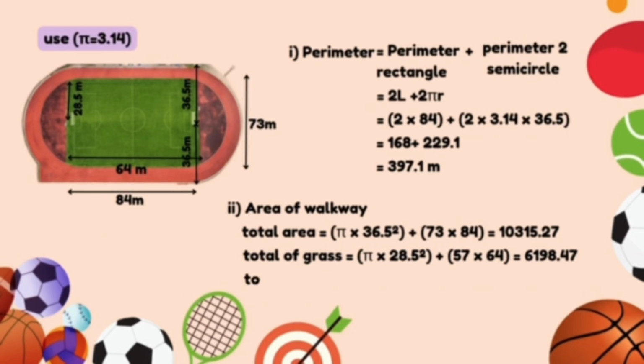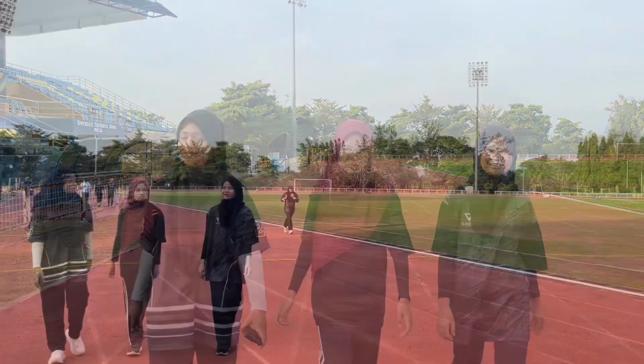Now, for the final step, I need to find just the red walkway. We take the total stadium area and subtract the grass area. From the total, 10,315.27 minus 6,198.47. And there we have it. The final area of the walkway is 4,116.8 square meters. And that's how you solve it. That shows geometry is used to design a standard running track.